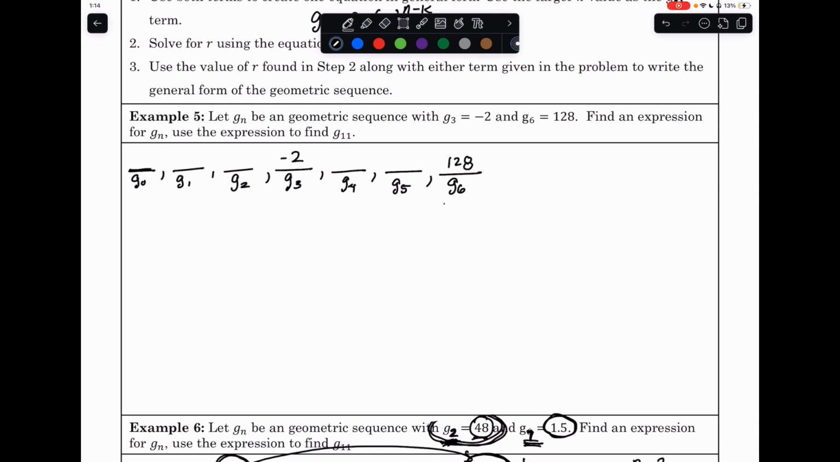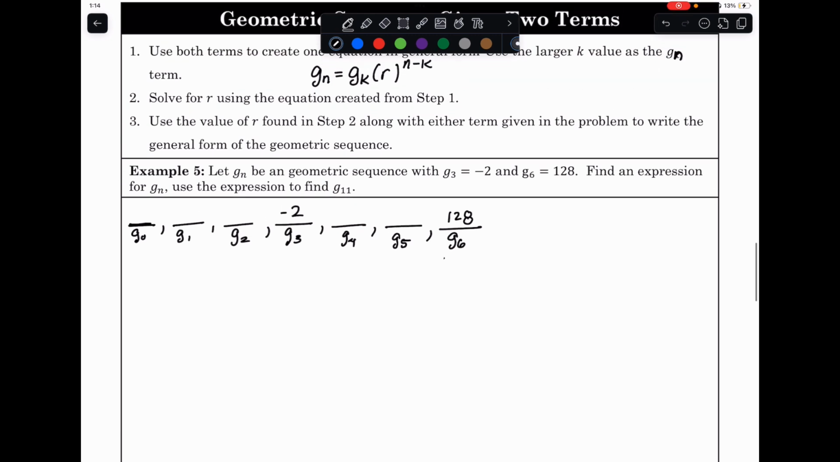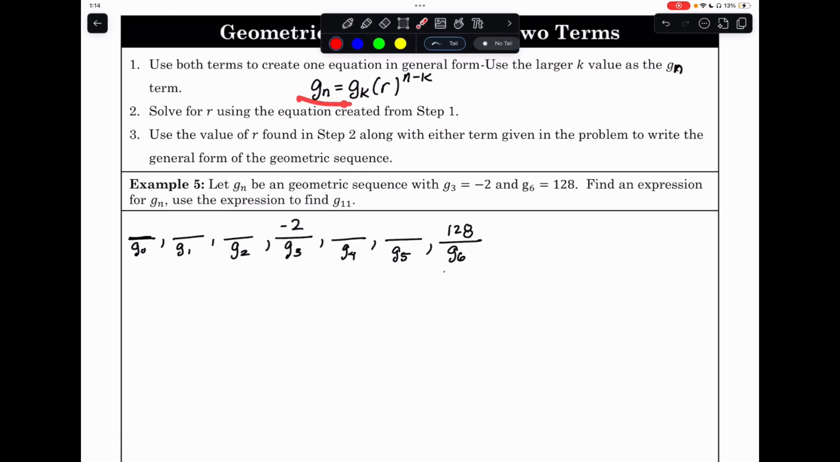So this is how we're going to create the equation, using, again, this general form. We're going to start by using this number right here as the G of k value. The larger k value, or the larger term, is going to be G of n here. So we have two G of k's, G of 3 and G of 6, but we're going to use this one as G of n.